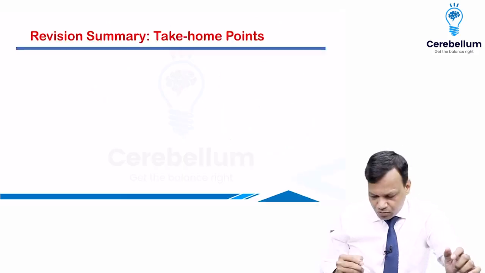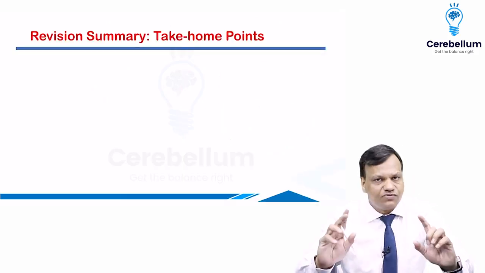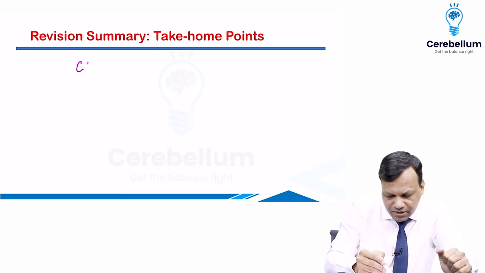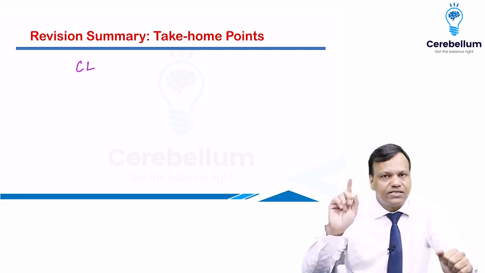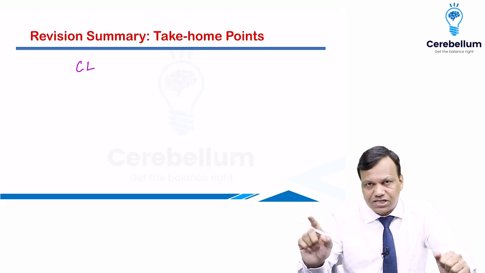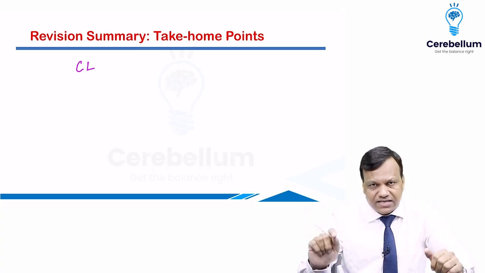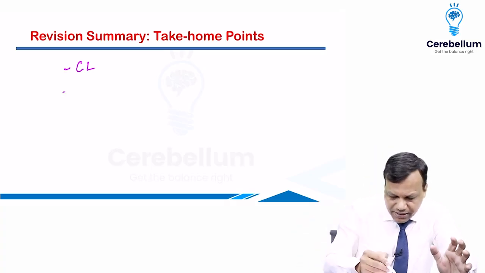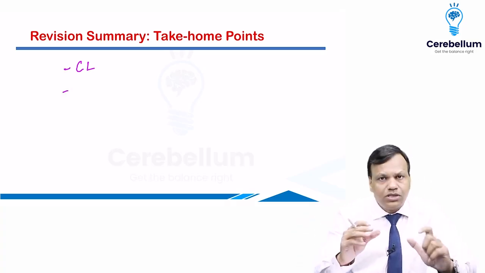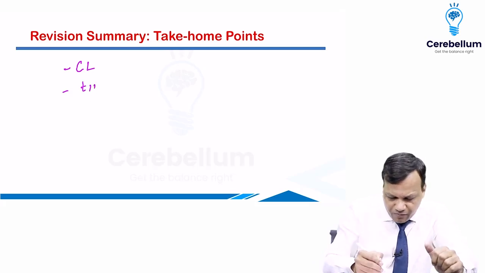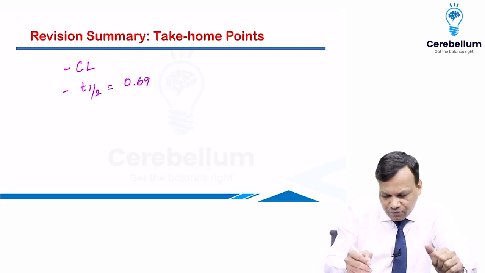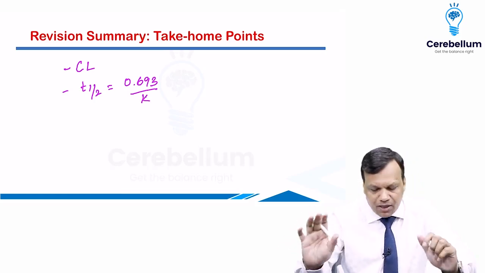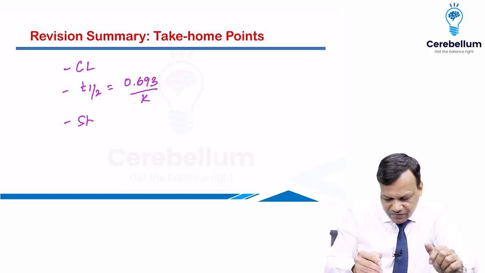Okay. So quickly we can discuss the take home points from this lecture. You need to know particularly the formula of clearance. Clearance is rate of elimination divided by plasma concentration. Also it is extraction ratio multiplied by blood flow to that organ. Then apart from clearance, you also need to know the important formula of half-life: 0.693 by K, or 0.693 into Vd upon clearance.